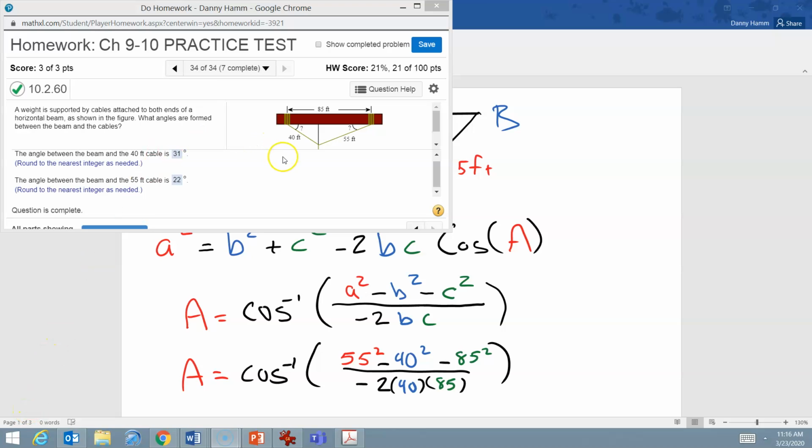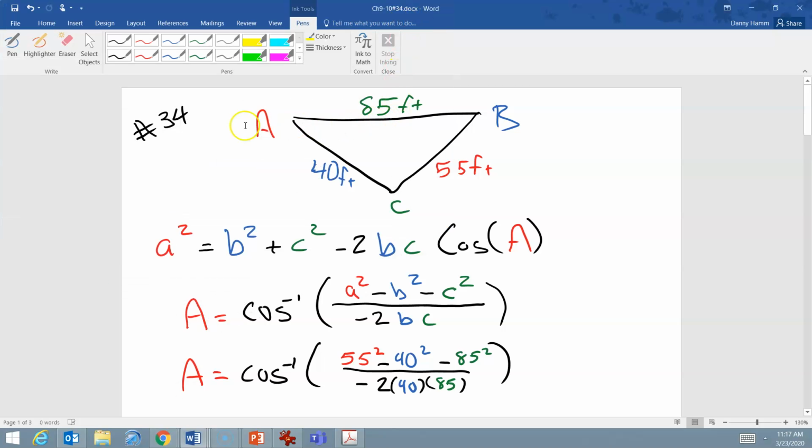Looking at number 34 from the Chapter 9, Chapter 10 test, we have a weight which is supported by cables, and attached to both of those is a horizontal beam. We're not given what is A, B, or C in this figure, but I just designated this as A, and therefore this would be side A, this would be my side B, this would be my angle C, and this would be my side C. It doesn't matter how you set this up or what you designate as what, as long as you follow through with the correct law of cosines.